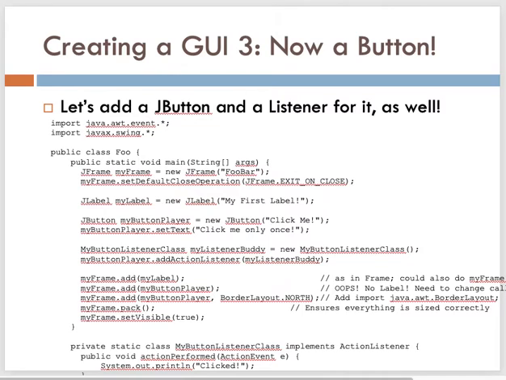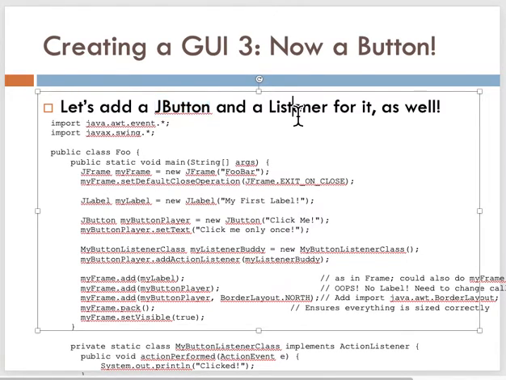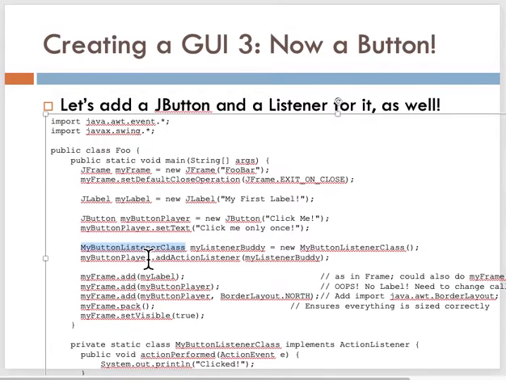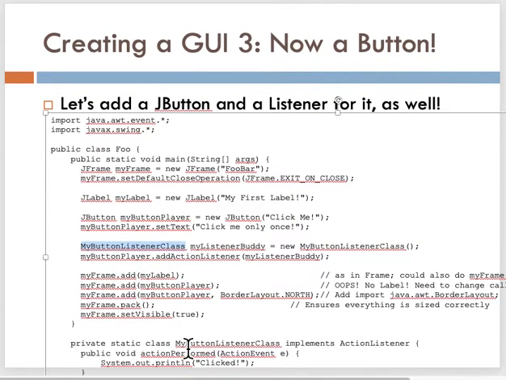And then that thing becomes visible. Then you can do things like add a JButton and a listener as well. So you create the new JButton, and you can set its text, again using the dot operator, to whatever you want. Then you create a listener class, and the listener class can be created inside of your main application itself. This is an inner class.